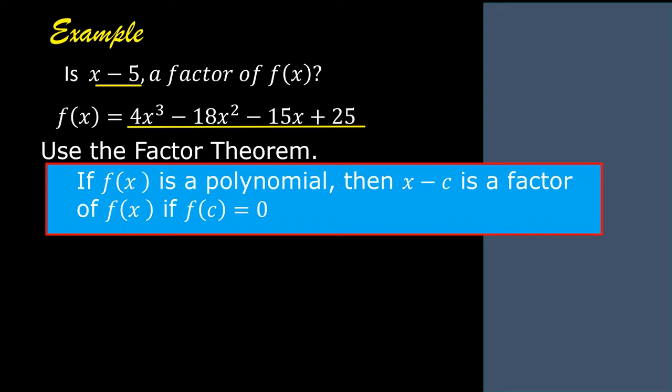The factor theorem is stated as: if f of x is a polynomial, then x minus c is a factor of f of x if f of c is equal to 0. Let us apply the theorem.